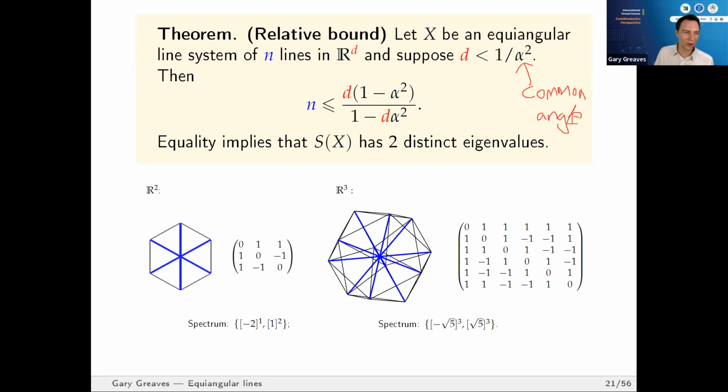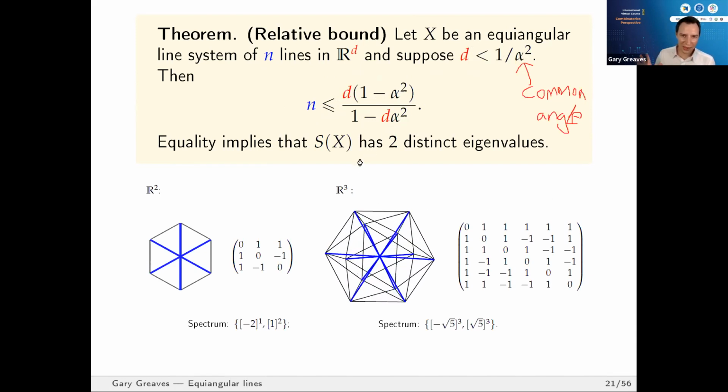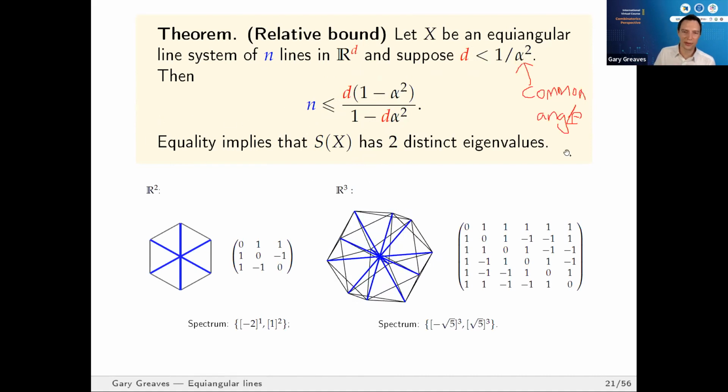And the claim is if we assume that d is at most 1 over the common angle squared, then we can get this bound here. So n is at most d times 1 minus alpha squared divided by 1 minus d times alpha squared. And there's a nice extra conclusion to this theorem: if you get equality in this bound, then you know that the Seidel matrix has precisely 2 distinct eigenvalues.